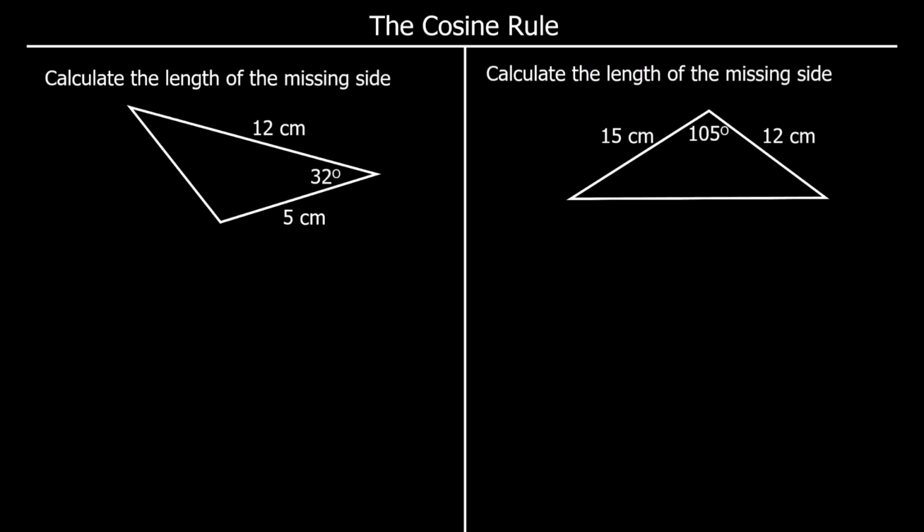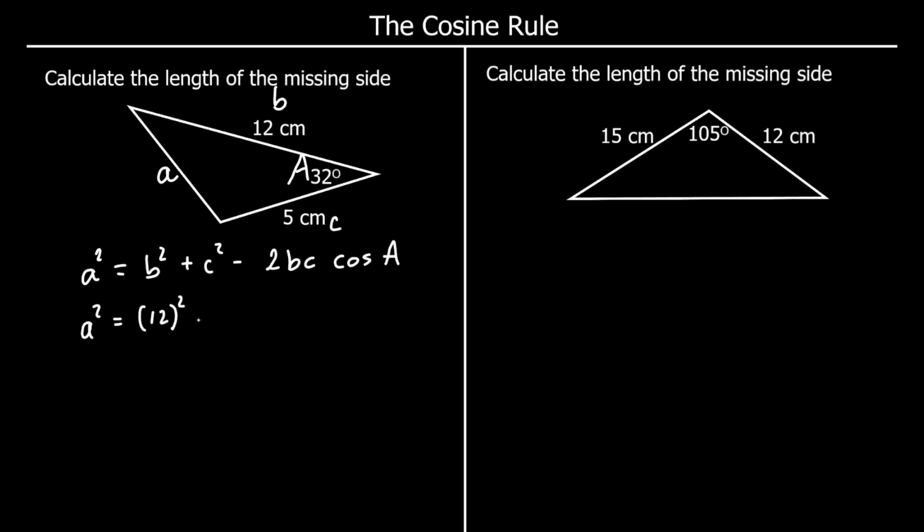The cosine rule, which is what we're going to be using, is a squared equals b squared plus c squared minus 2bc cos A. Big A is the angle. Opposite big A is little a, and the other two lengths are called b and c. So we can just substitute the numbers here. a squared equals 12 squared plus 5 squared minus 2 times 12 times 5 cos 32.